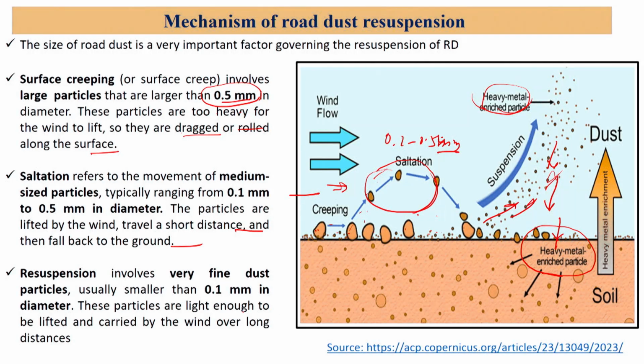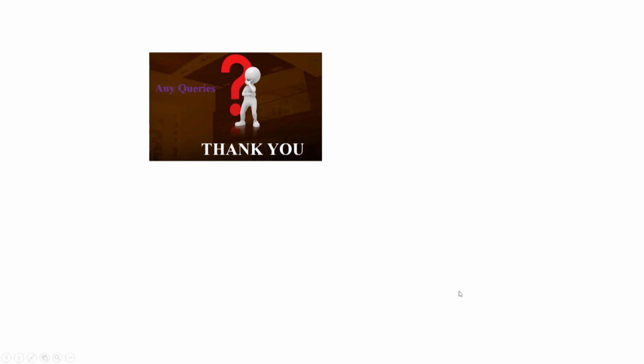So, resuspension, the third process, is very important. It involves fine dust particles, usually less than 0.1 millimeter. 0.1 millimeter means less than 100 micrometers actually. So, this becomes very important, and these particles are light enough to be lifted and carried by the wind to a longer distance. So, you can see the smaller particles can move up in the atmosphere and be transported from there to longer distances. So, this is a very important source.